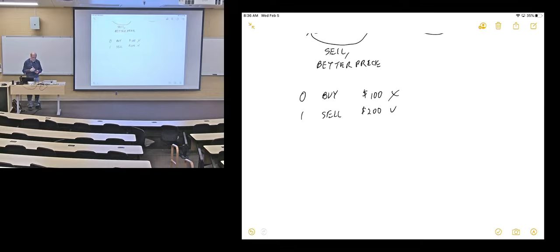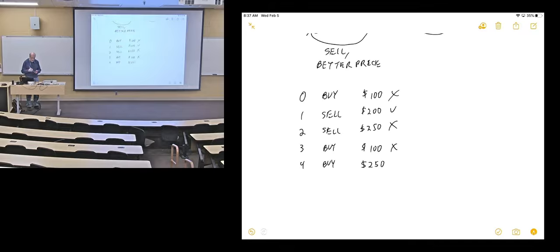Then someone says at a different time, and I'm making the timestamps unique for a while just so we can refer to them, but they don't have to be unique. At time 2, someone says, hey, I'm willing to sell that for $250. That's not interesting because I've already got a better price that I can buy it at. Time 3, someone says, I'm willing to buy that stock for $100. Not interesting. That would be a loss of $100 on the stock. Not going to accept it.